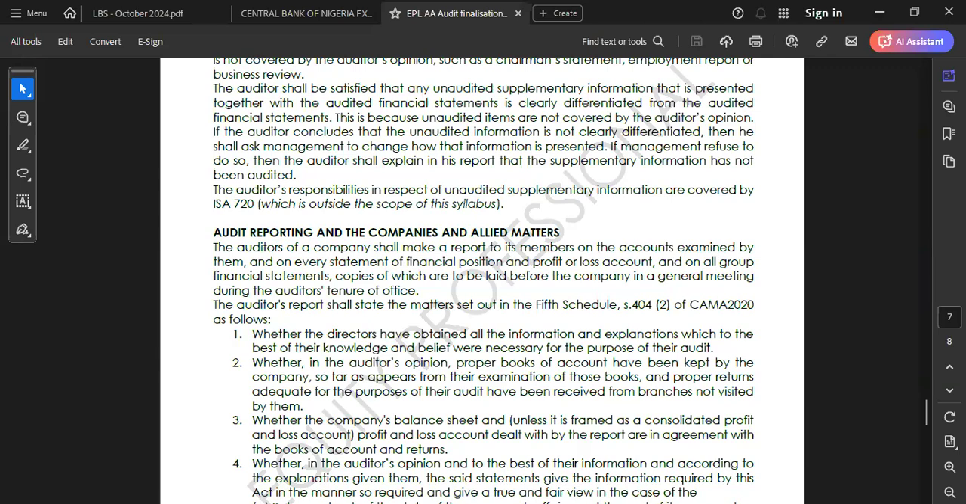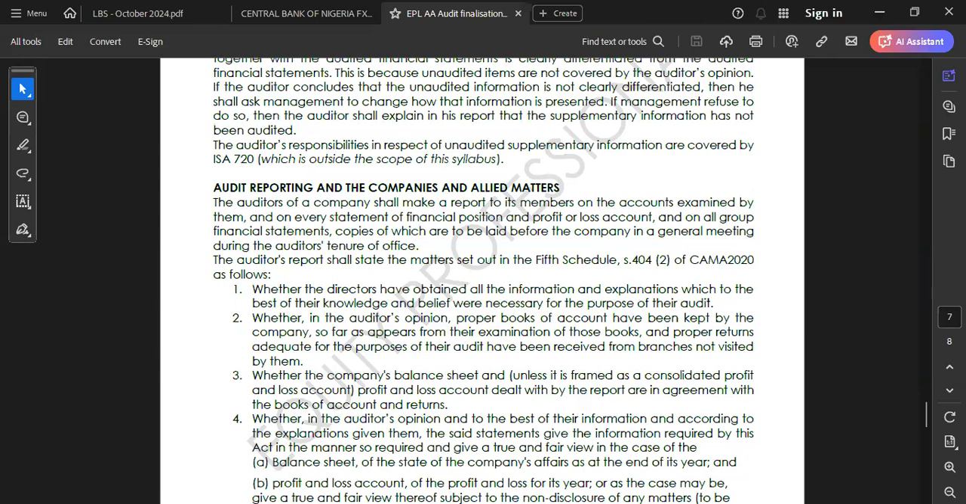So that's the second thing the fifth schedule is saying. Then the fifth schedule is also saying whether the company balance sheet, which is the statement of account, profit and loss, have been prepared in agreement with the book of account and return. Book of account and return are the source documents that feed into the financial statement. So it should also be stated clearly.